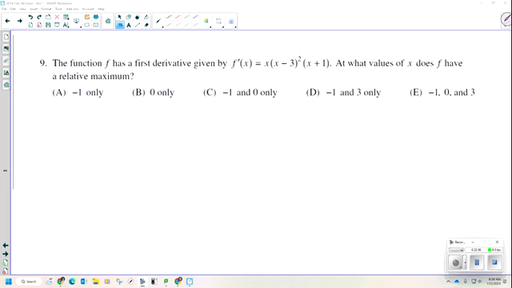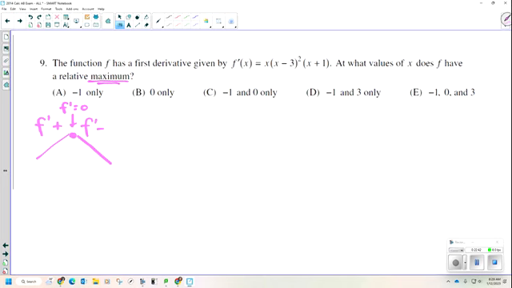Number 9 says the function f has a first derivative given by f prime equals x times (x minus 3) squared times (x plus 1). At what value of x does f have a relative maximum? Remember, in order to have a maximum, you need a positive first derivative, which goes up, to a negative first derivative, which goes down, with a critical point where your first derivative equals 0 right in between. So I'm looking for a positive first derivative to a negative first derivative.